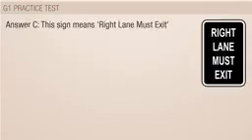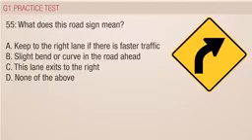Answer C. This sign means right lane must exit. Question 55. What does this road sign mean? A. Keep to the right lane if there is faster traffic. B. Slight bend or curve in the road ahead. C. This lane exits to the right. D. None of the above.